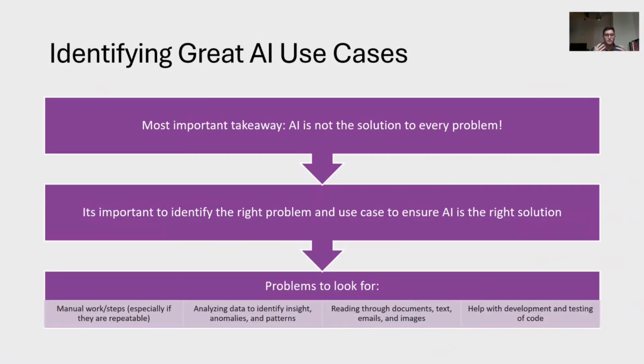I apologize that the bottom portion of this is a little tiny, but I will go through the kinds of problems to look for. These are the four things that we found, and there are other presentations that we presented at AI Week on these four problems. The first one is manual work steps, especially if they're repeatable. So we talked about that.